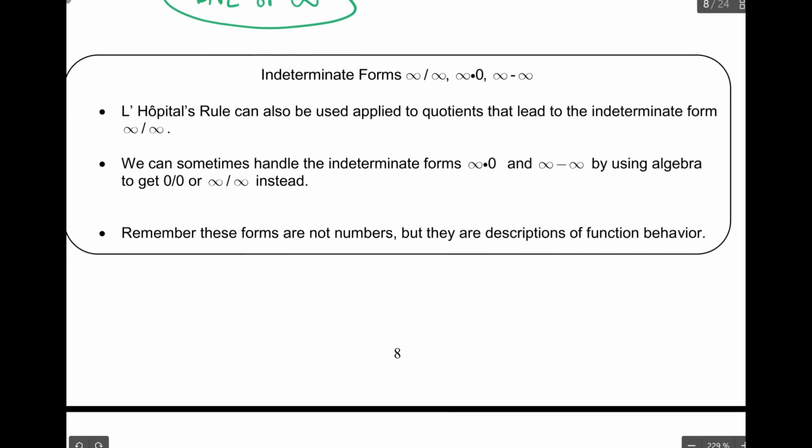So is that clear what we just went over? The fact that ideally we want infinity over infinity or 0 over 0.